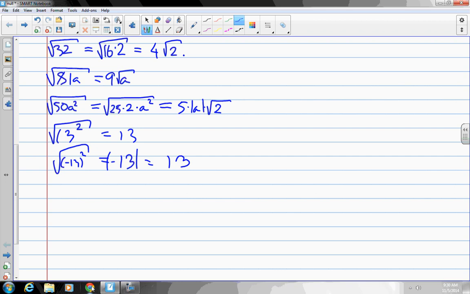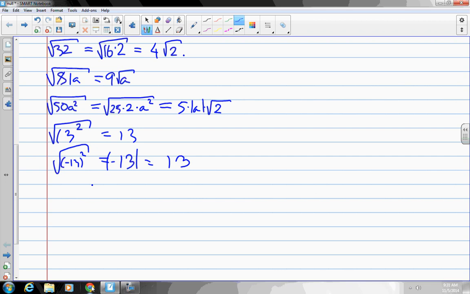Well, if it's a number, then you can kind of do this in your head. 13, 13, negative 13, still 13. Well, yeah, you'll give me the right answer regardless. But with variables, you have to make sure that the answer comes out positive regardless. And this is the way to do that.